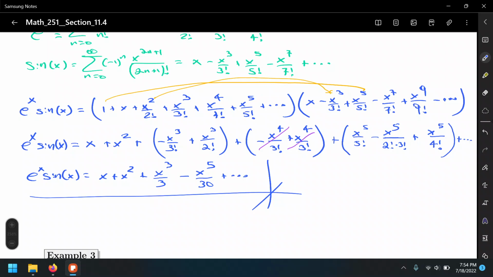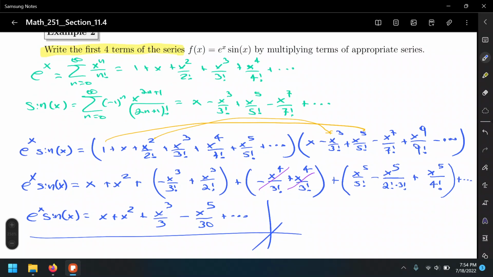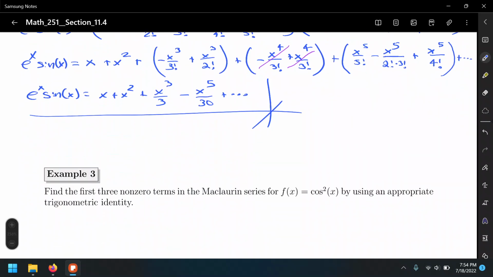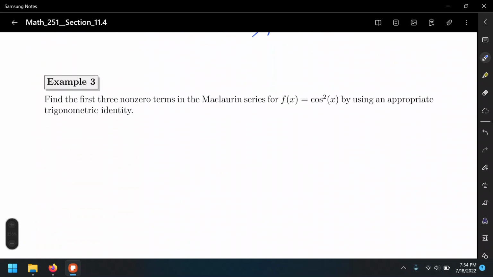And well, in this case, they're not asking us to write this in sigma notation, and in fact, don't even try, because the pattern is not very evident. It's not an easy one to figure out. So all we're being asked right here is to use the polynomial multiplication.